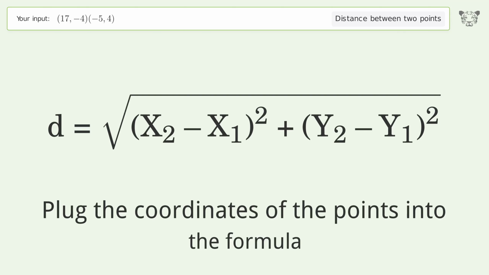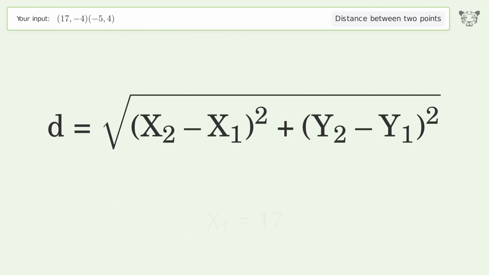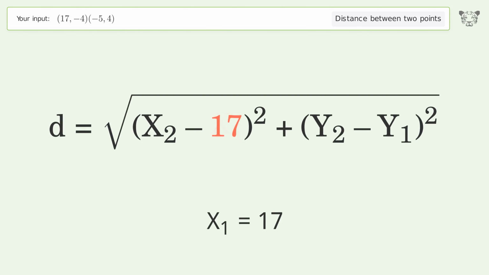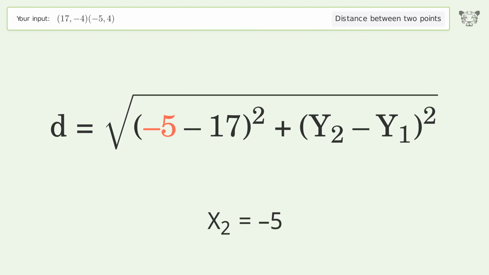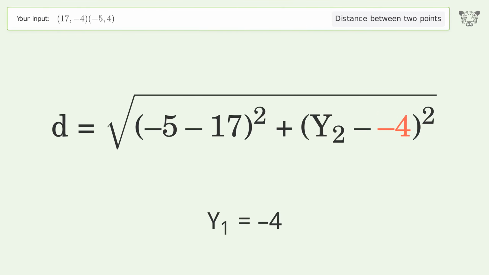Plug the coordinates of the points into the formula. x1 equals 17. x2 equals -5. y1 equals -4. y2 equals 4.